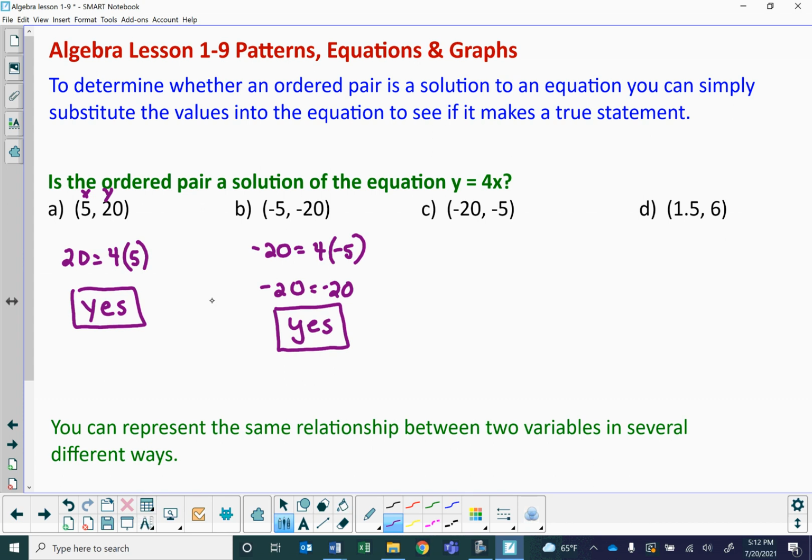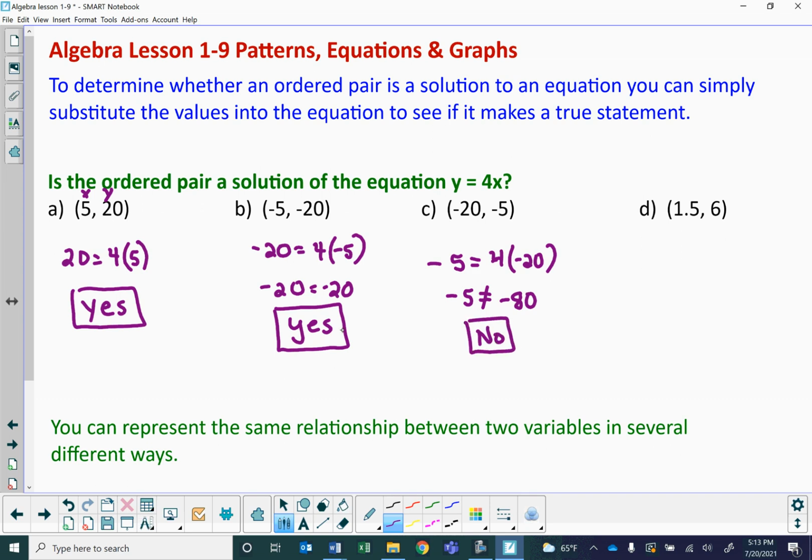If we look at letter C, we have (-20, -5). So -20, whoops, that's x, not y. Y is -5. So -5 is supposed to equal 4 times -20. Well, -5 does not equal -80, so this would be a no.